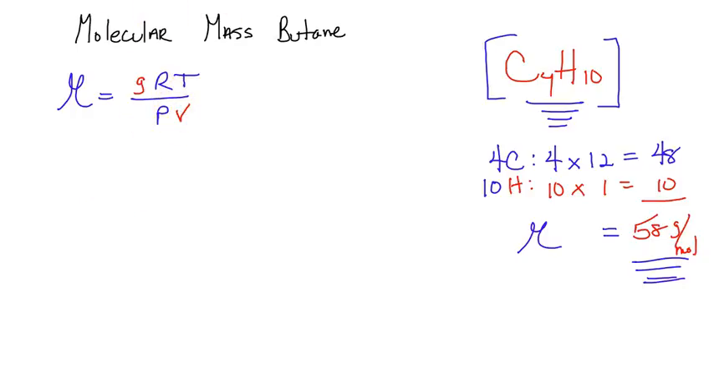So how are we going to do this? Well, we're going to collect butane by water displacement. So we're going to take a water trough and fill it with some water.